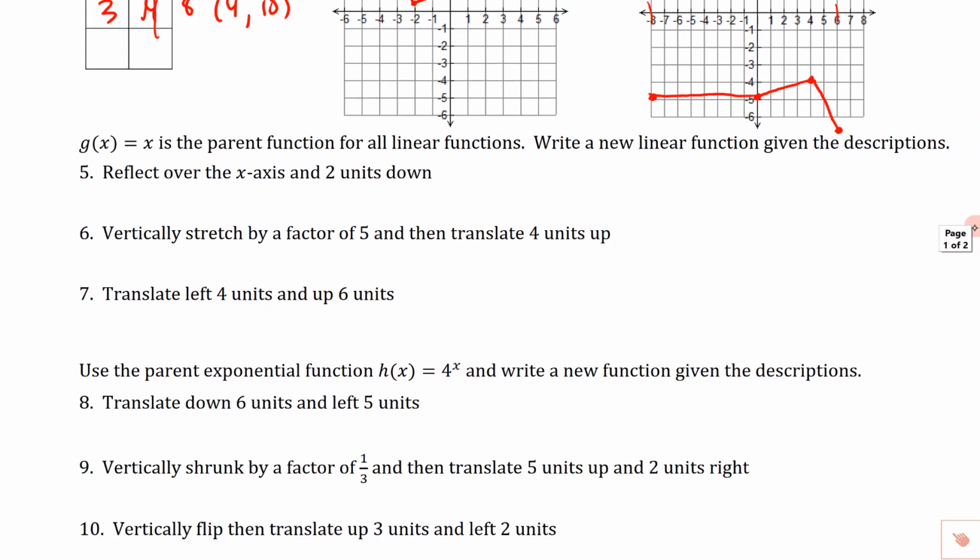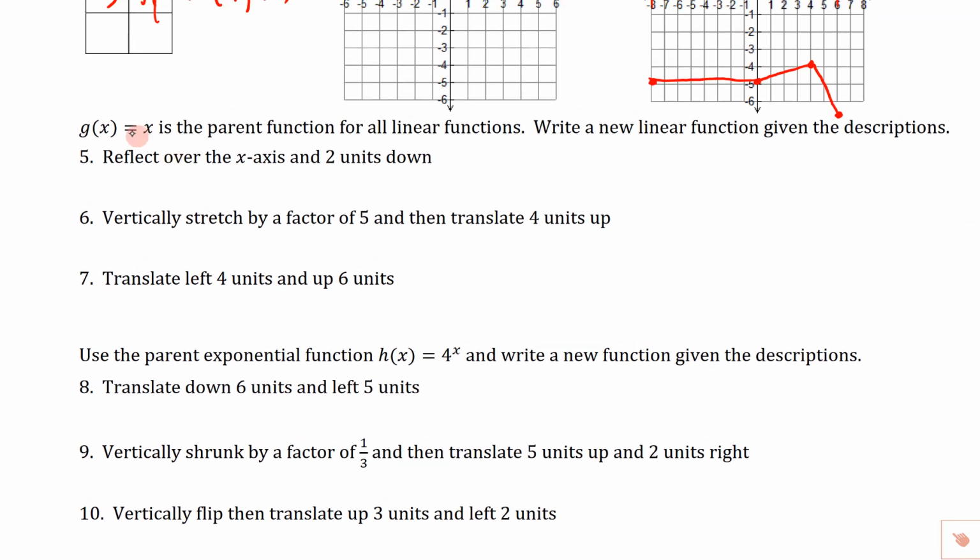Okay, let's slide down here, and I believe this gets a little bit easier here. So it says g of x equals x is the parent function of all linear functions. Remember, that is the basic linear function. Write a new linear function given the description. So we want to reflect this over the x-axis. So remember, the x-axis goes here, so we want to flip top for bottom and bottom for top. So that's a vertical flip. And then we want to move it down 2. So we're just going to write down y equals. To vertically flip this, we put a negative in front of the x. And then if we want to move it down 2, that's just that normal subtract 2 because this is all after the function made the shape. So there we go. All right, next one.